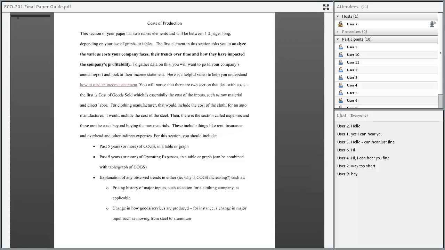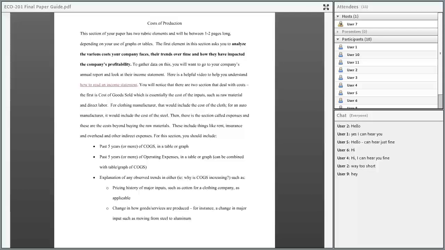And the first part of the webinar, we're going to go over ECHO 201 and Milestone 3. So we're going to do microeconomics. You've worked on Milestone 1, you've worked on Milestone 2, and you've so far analyzed the demand and the supply trends for the firm. In this milestone, you have a couple of rubric elements.